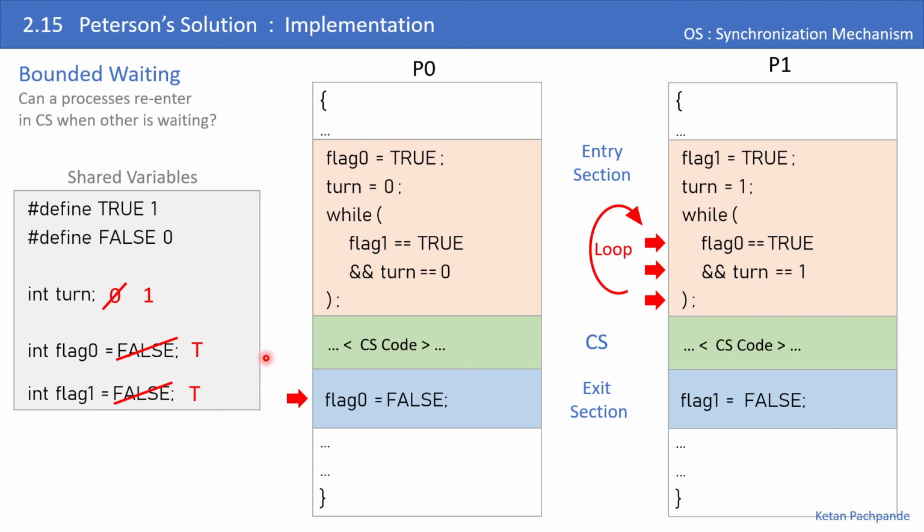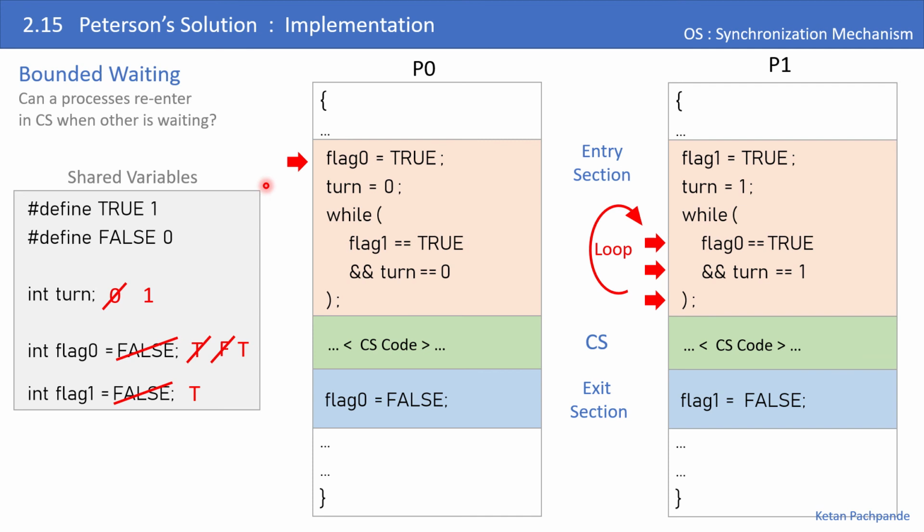Alright, it comes out of the critical section, and flag 0 is set to false. So here is the change, the value is changed to false, and it comes out of the critical section. Let me execute the entry section of process P0 one more time. Here the flag 0 value is set to true. Earlier, when it came out of the critical section, it was set to false, and one more time I am going to execute P0's entry section, and again it is setting flag 0 to true.